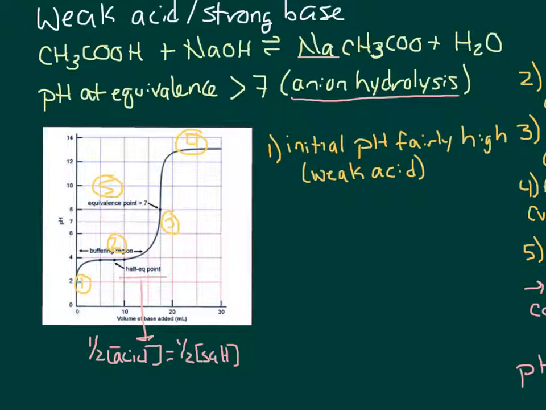As you can notice from the graph, the initial pH is fairly high, which signals we're working with a weak acid. So at this point, yes, 2 does not seem particularly high, but it's higher than 1.